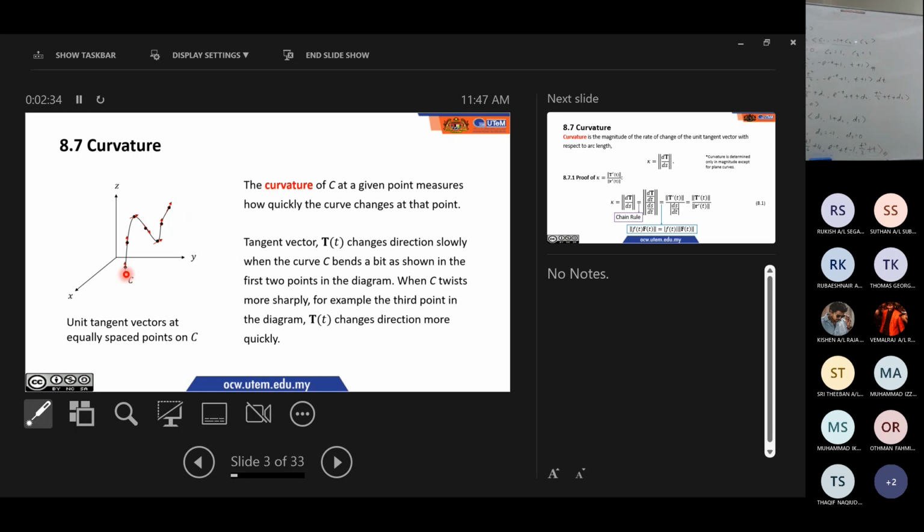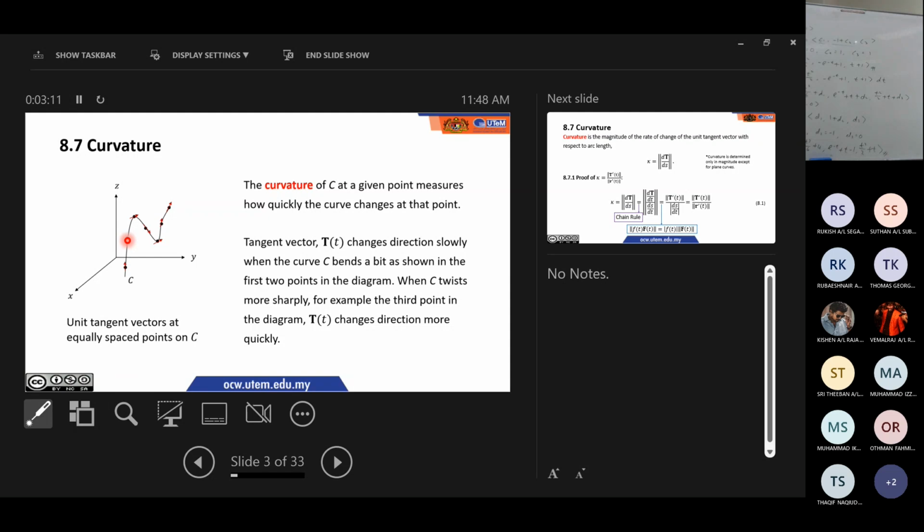So here, the curvature doesn't change much because this is quite flat. But here, the direction of the tangent vector changed from this into this into this. So the curvature changed. From the curvature, we know that the tangent vector changes fast at this point. So the tangent vector changes direction slowly when the curve C bends a bit, as shown in the first 2 points. These two, the tangent vector just bends a little bit.